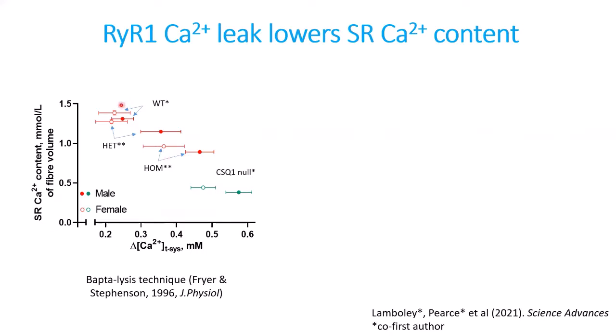And what we could see is the wild types, of course, had the highest SR calcium content. Indeed, the female had more calcium than the male, consistent with the males being leakier than the females. And this relationship of SR calcium content with leak was a negative one, but in each case with the genotypes, the females had higher SR content than the males. Calsequestrin null mice, of course, had a departure from this relationship because they had lower SR calcium buffering.